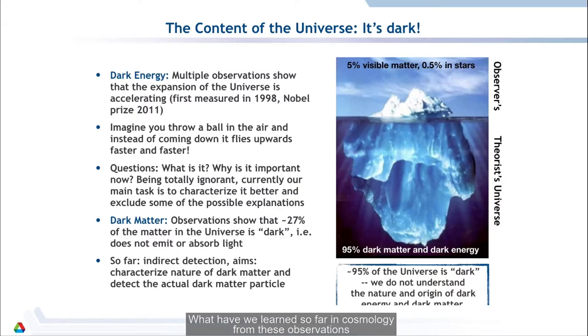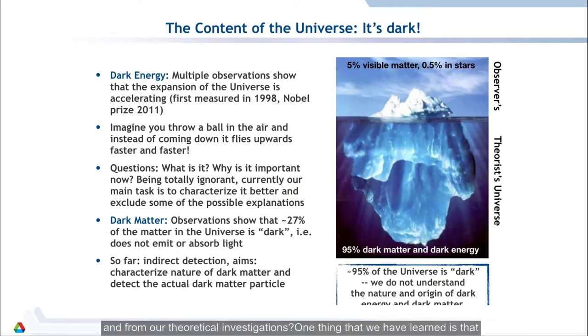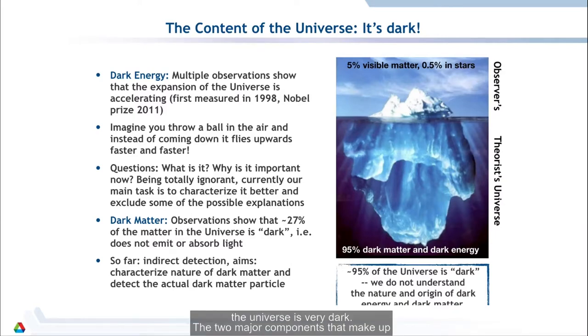What have we learned so far in cosmology from these observations and from our theoretical investigations? One thing that we have learned is that the universe is very dark. The two major components that make up the matter energy content of the universe are the so-called dark energy and the dark matter. Together these make up 95% of the matter energy content in the universe. Dark energy was observed for the first time in 1998, and the discovery was awarded with a Nobel Prize in 2011.